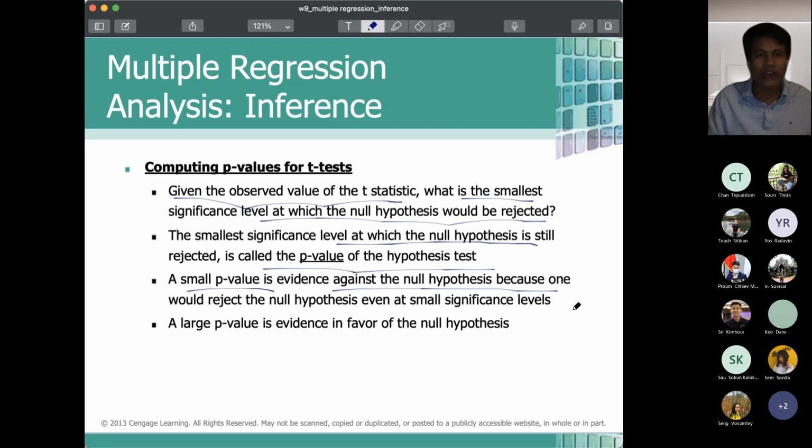If, for instance, you found the p-value is 6%, you say that the null hypothesis is not rejected at 5%, but it is rejected at 10%. So you compare directly with the significance level. Normally a large p-value is evidence in favor of the null hypothesis. So if the p-value is high, we fail to reject the null hypothesis.